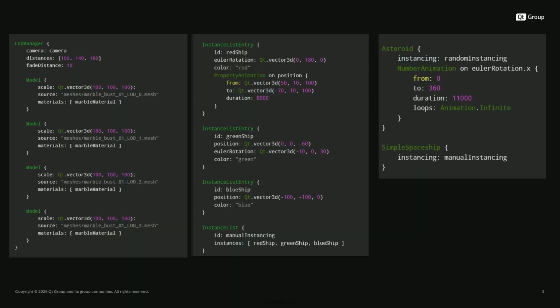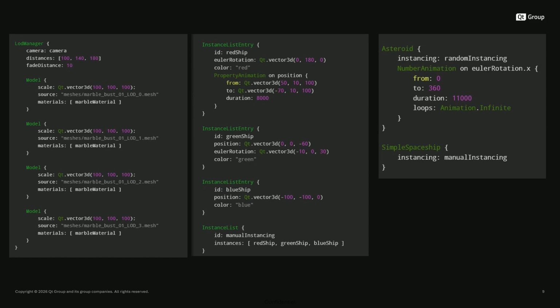And here we have some examples of Qt Quick 3D specific code. On the left, we have the LOD manager for explicitly specifying our LODs. So we have 4 models for 4 LODs, and we can also choose the distances at which we change to different LODs and the fade distance as well.